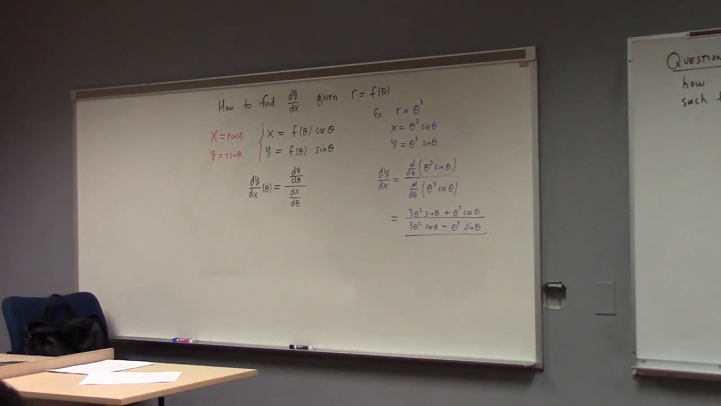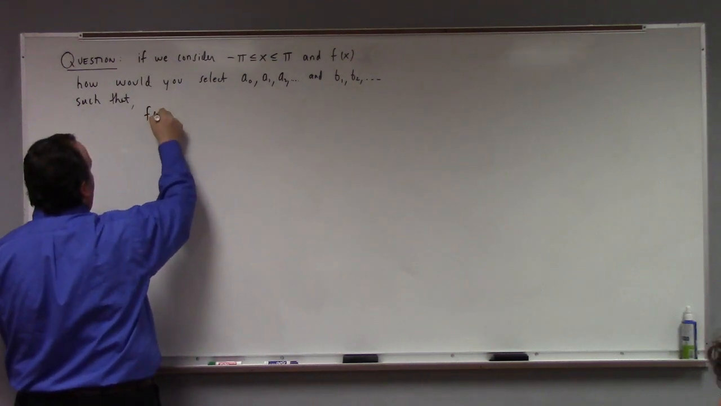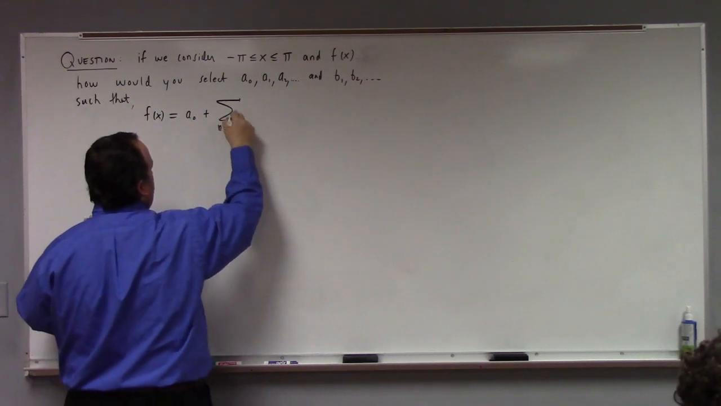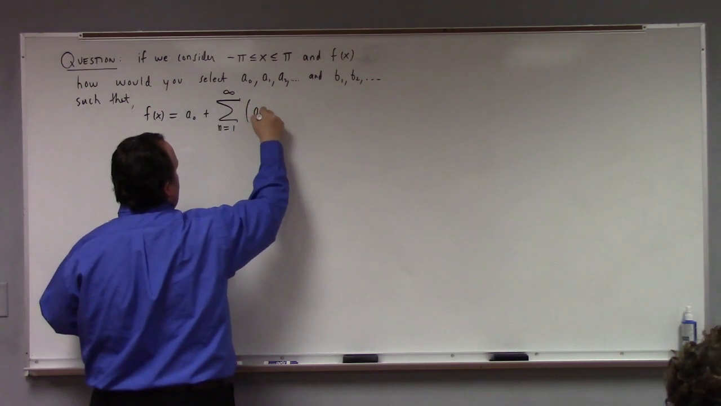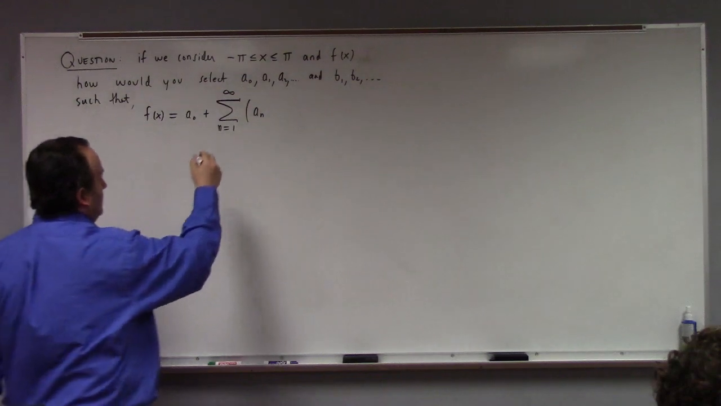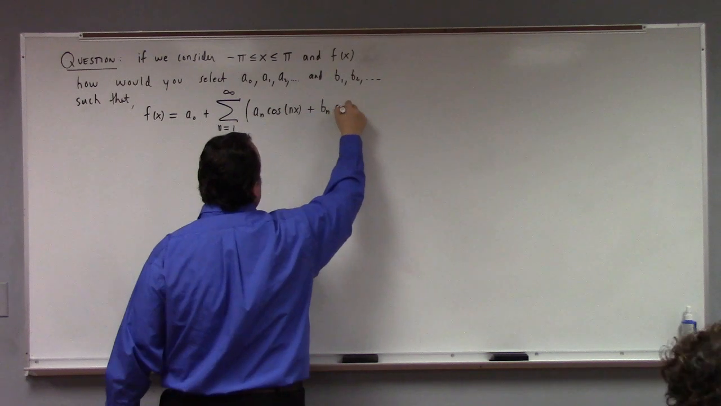f of x is equal to a sub 0 plus the sum n equals 1 to infinity, parentheses, of a sub n cosine of nx plus b sub n sine of nx.